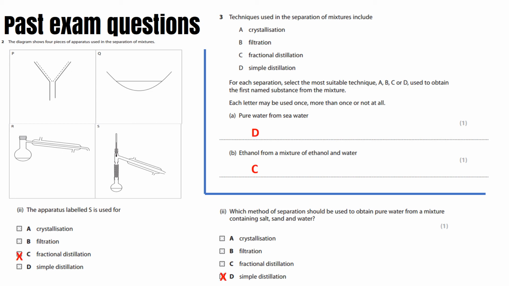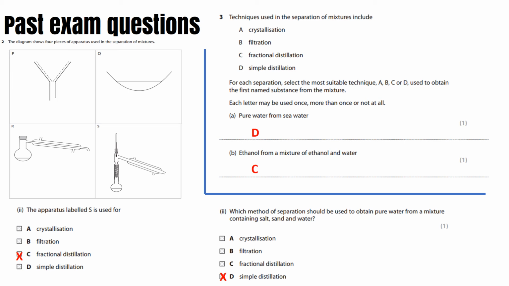I'm going to start with question 3, which just happened to be number 3 on the past paper that I selected it from. I'm starting with number 3, which is in the top right. So, techniques used in the separation of mixtures. A, B, C and D are 4 examples of ways that you can separate mixtures. Filtration and crystallization you wouldn't know about yet on your trial lesson. However, you should now know the difference between simple distillation and fractional distillation.